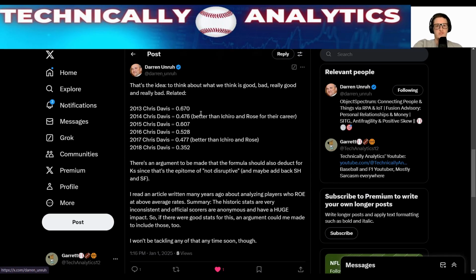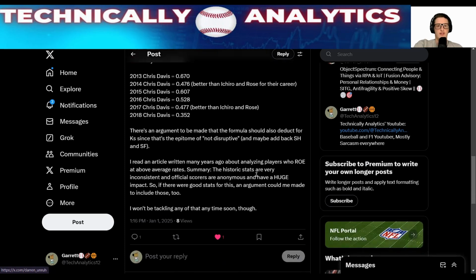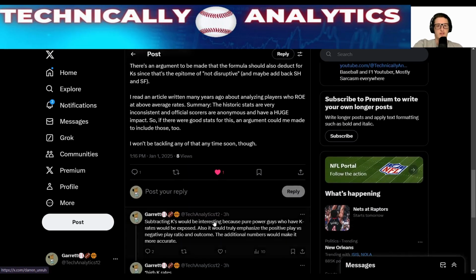But the problem is the formula doesn't have any strikeouts. Like he says here, you can add the Ks or you can deduct the Ks and add the sacrifice hits, sacrifice flies. I tried it. It doesn't seem to change a lot with guys that have a lot of career at bats, but I do think there is something to that. Adding Ks could make it more interesting, because the pure power guys with high K rates would be exposed, and it would really, like I said here, expose the negative.